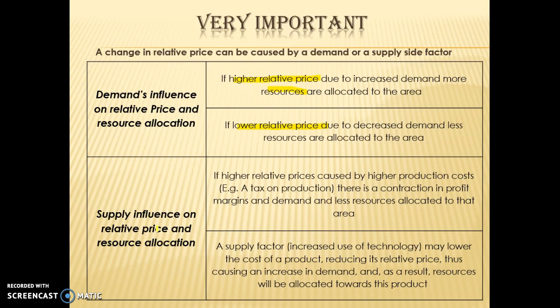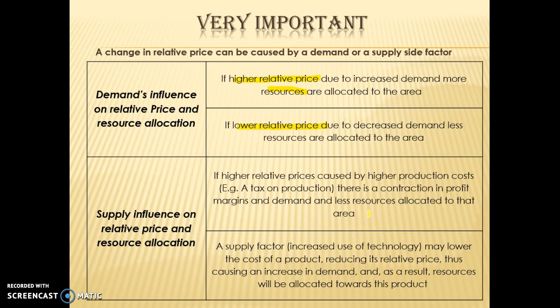Okay? If higher relative prices are caused by higher production costs, so if they're caused by a tax, or they're caused by unfavourable supply side conditions, or if they're caused by a tariff on a product, or higher labour costs in that industry, or higher cost of capital in that industry, something that's causing the supply curve to shift to the left, that's going to cause a reduction in profit. They're only charging a higher price because their costs of production are higher. And that's going to lead to resources being shifted out of that industry.